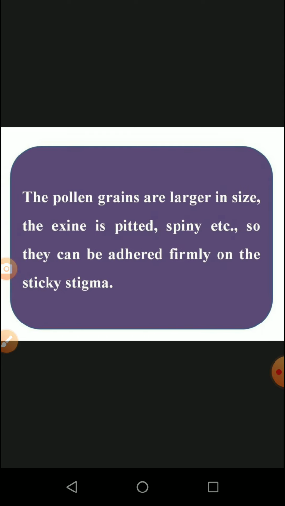The pollen grains are larger in size and the exine is pitted and spiny. Pitted means a pasty-like substance, and spiny means in the form of some kind of rough particles, which attach so they can adhere firmly to the sticky stigma. Sticky stigma means a pasty substance.